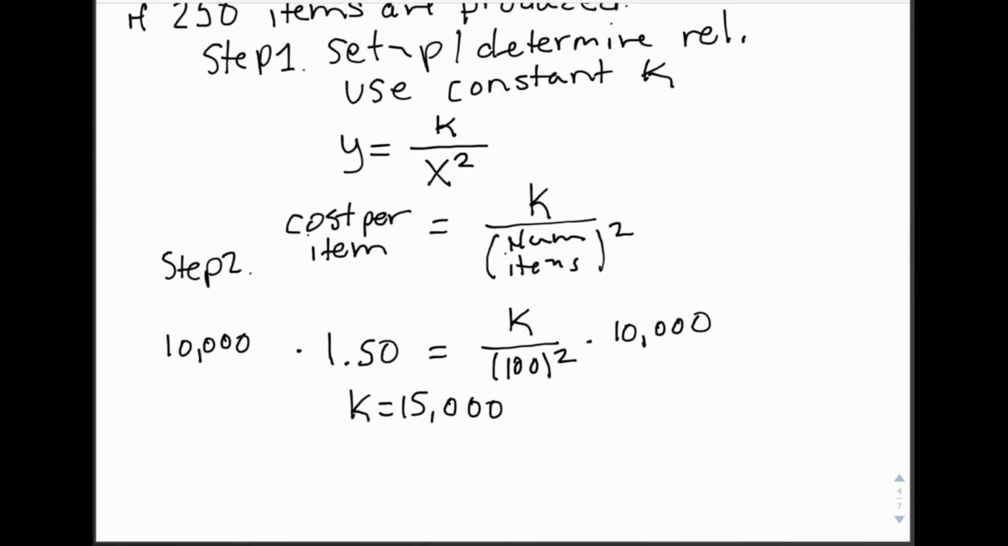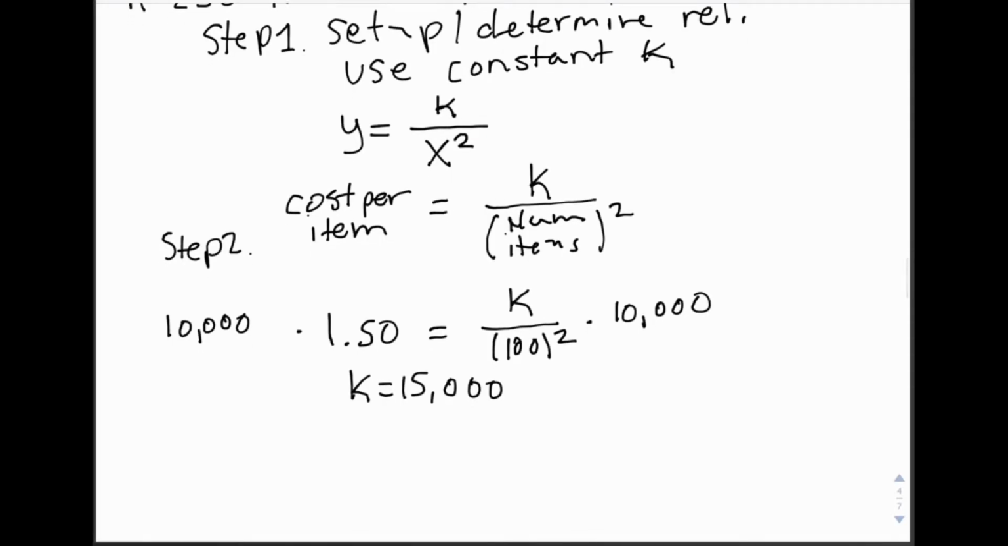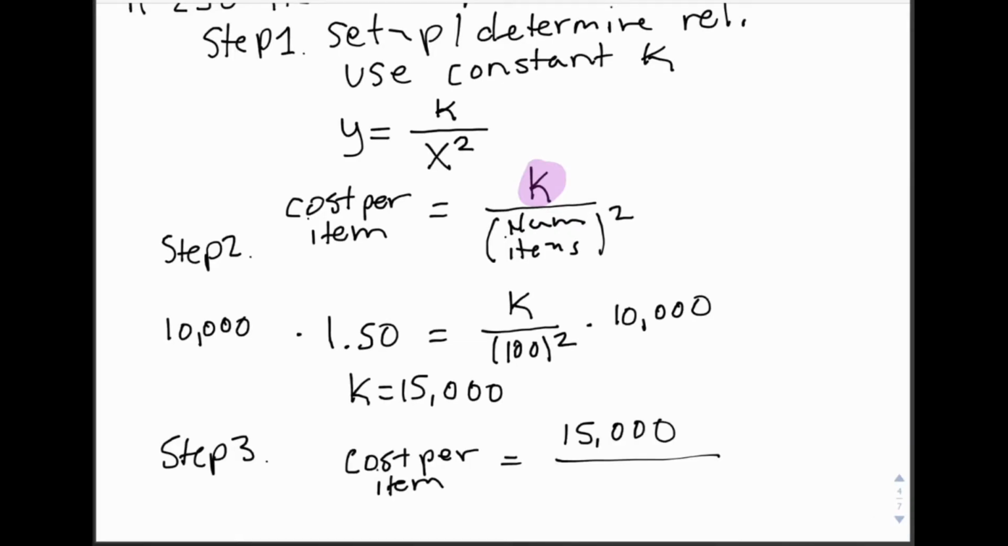Okay, we can now move on to step number 3, where we substitute the value of k back into our original. So we can now take our k and plug it in right here to get our general equation. So step number 3, let's do so. We know that our k is 15,000, and now we can figure out what our general formula is. So now we'll take 15,000 and divide it by our number of items and square that as well.